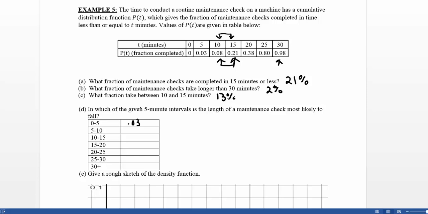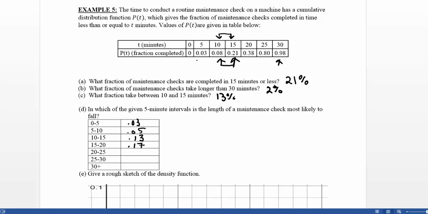Between 5 and 10 minutes, now I'm going to have to look at the difference between the fraction completed at 10 minutes minus the fraction completed in 5 minutes. And when I subtract those, I find that 5% or 0.05 happen between 5 and 10 minutes. From 10 to 15 minutes, I will do 0.21 minus 0.08, which is 0.13 or 13%. From 15 to 20 minutes, I'm going to subtract 0.38 minus 0.21, which is 17% or 0.17.